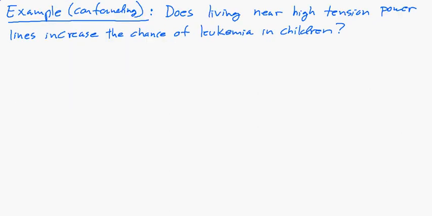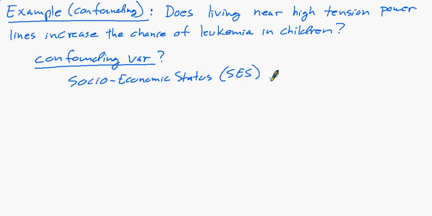Let's look at an example of confounding. The question: does living near high-tension power lines, the ones that have really huge voltage, increase the chance of leukemia in children? So are there any confounding variables? And of course the answer is yes, or I wouldn't use that as an example. The confounding variable in this case is socioeconomic status. Turns out that property near high-tension power lines is usually not very expensive.